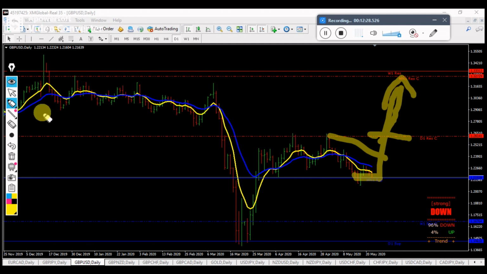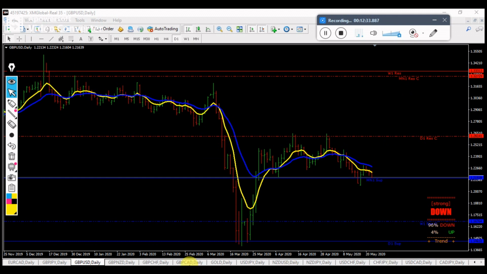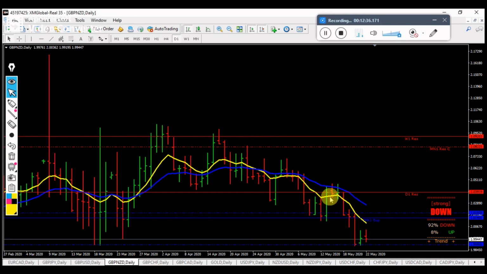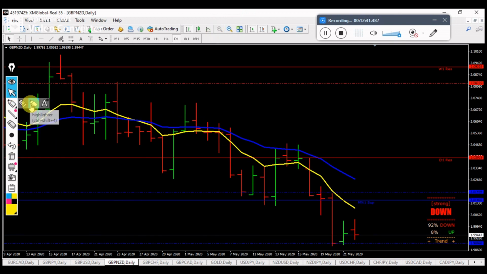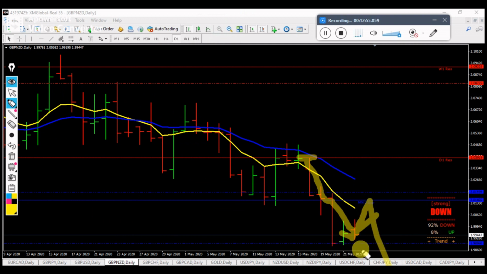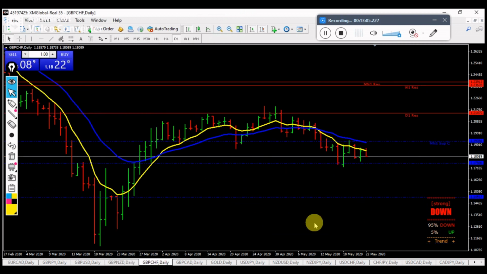Let's move to our next pair, which is GBP NZD. As I told you in my previous video, I was expecting GBP NZD to go down, and exactly the same thing happened. We were here about last week and it's already down about 500 pips. So in the long term time period, I'm expecting GBP NZD to go down, and it will go down a lot.